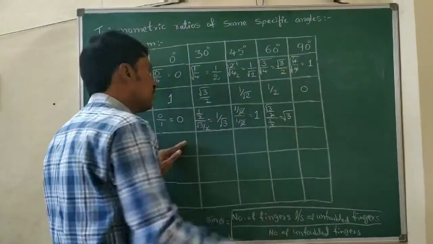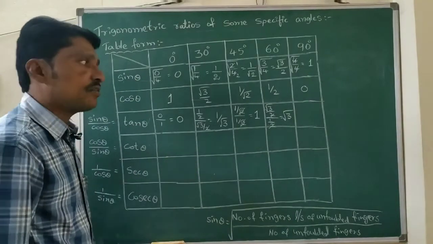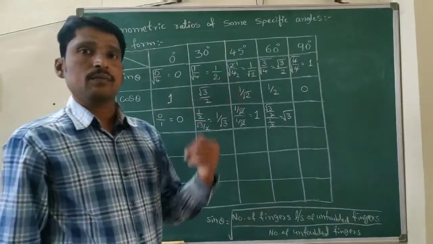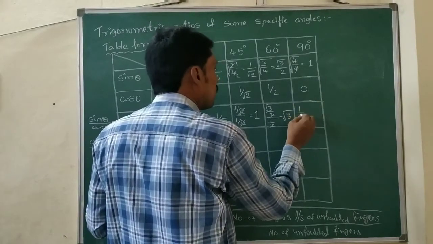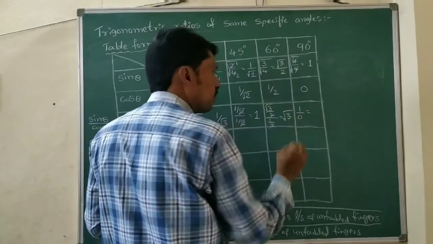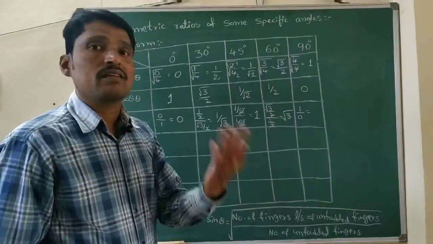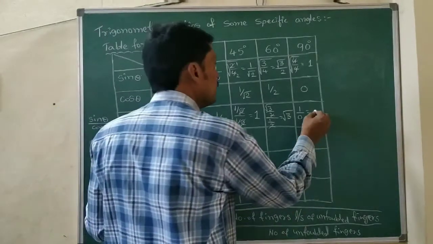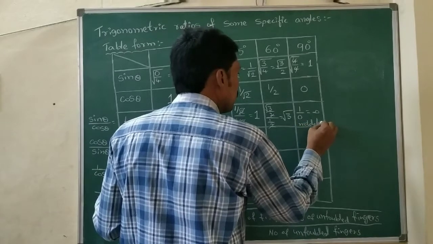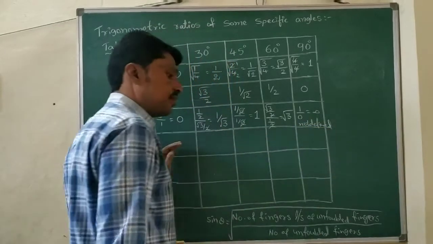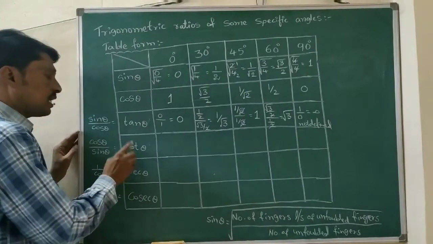Next, the last one is tan 90. What is tan 90? Sin 90 by cos 90. Sin 90 is 1, cos 90 is 0. Something by 0 means it is not defined. We can take it as infinity or not defined. This is not defined.